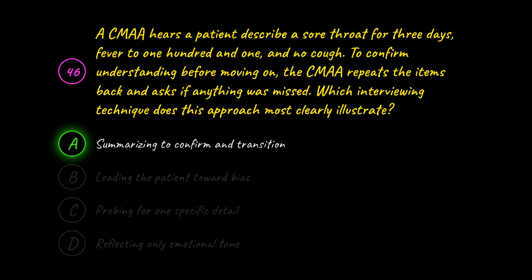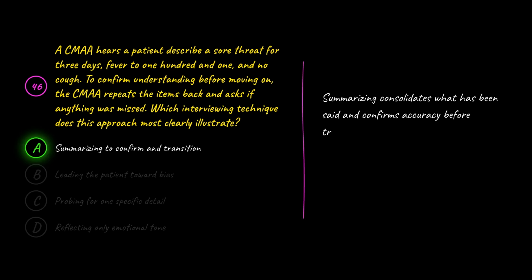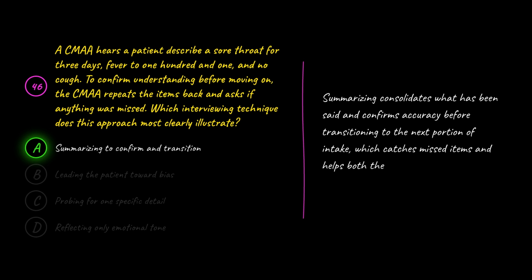The correct answer is A. Summarizing to confirm and transition. A is correct because summarizing consolidates what has been said and confirms accuracy before transitioning to the next portion of intake, which catches missed items and helps both the patient and the CMAA stay on the same page.